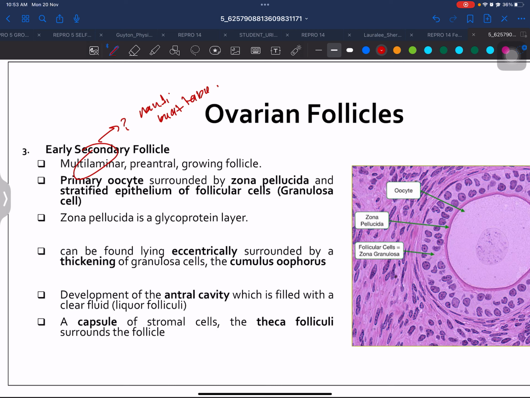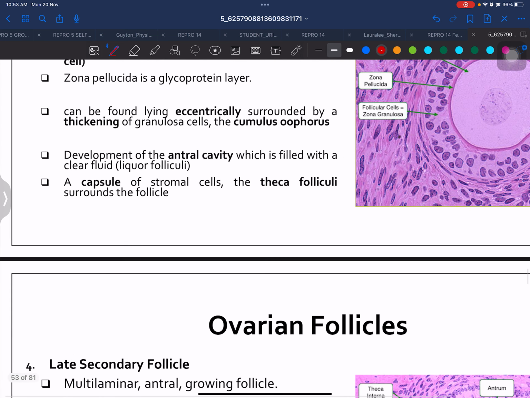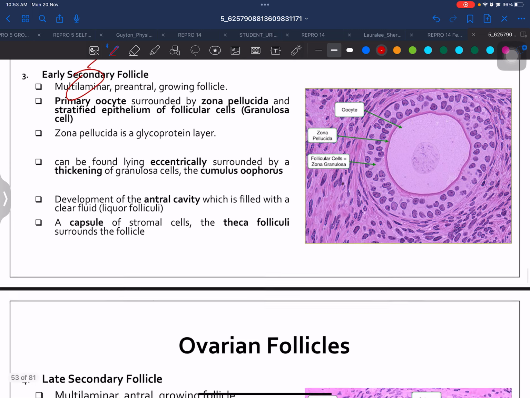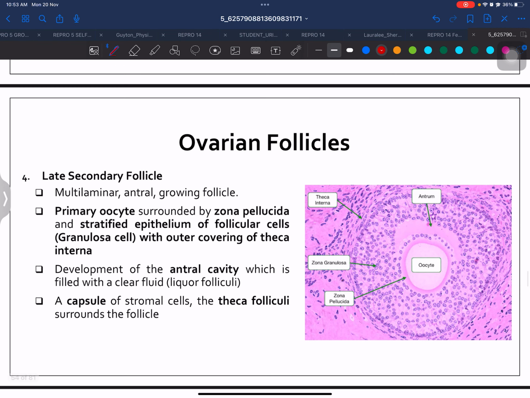Then the late secondary follicles. These are the oocytes, and the pinkish color is the zona pellucida. These are all the granulosa cells, known as the zona granulosa, the stratified epithelium of follicular cells. And in the outer layer we have the theca interna.